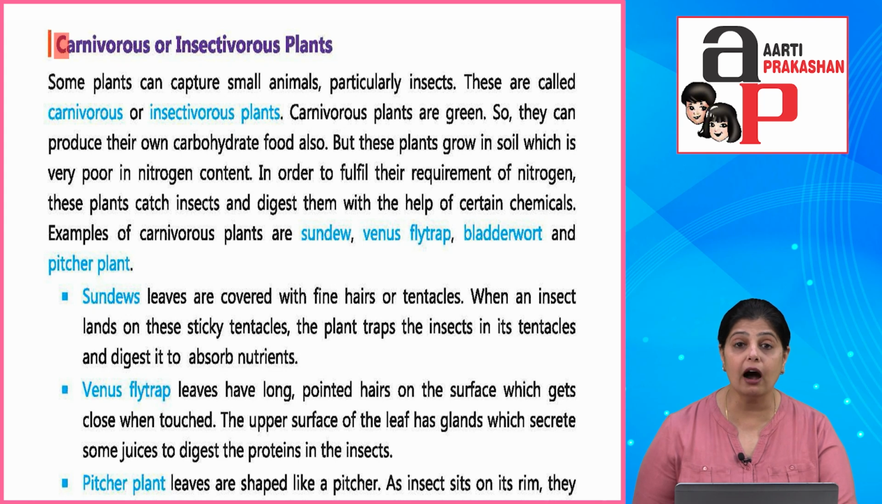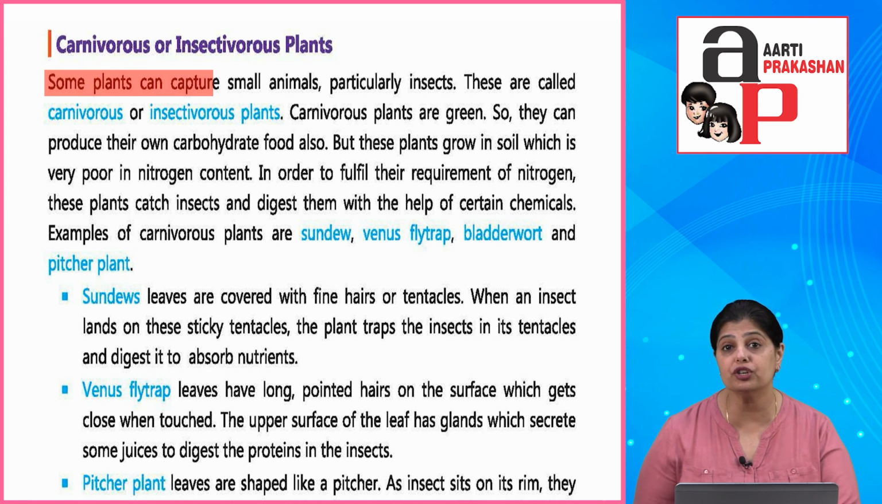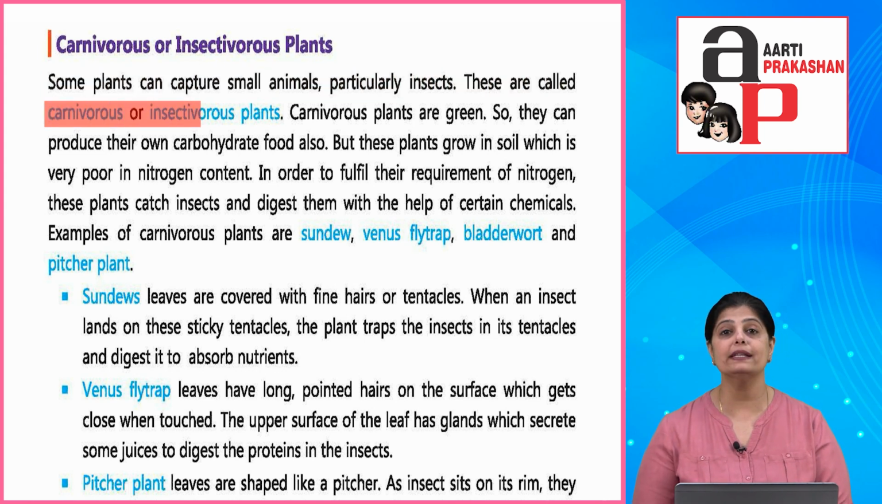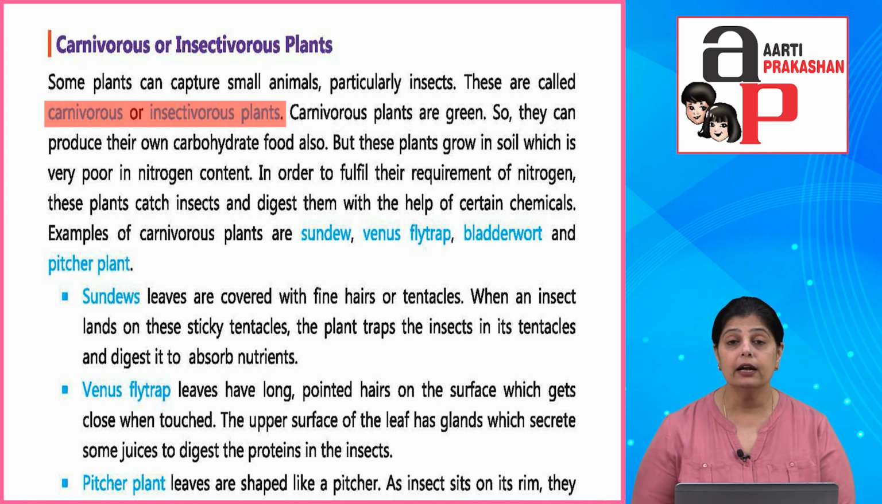Now let's talk about carnivorous or insectivorous plants. So some plants, what happens is they capture small insects, okay, small animals, particularly insects. Now these plants are called carnivorous or insectivorous because they depend on other animals which are small animals which are insects for their food, just like the wild animals depend on other animals in a similar manner.